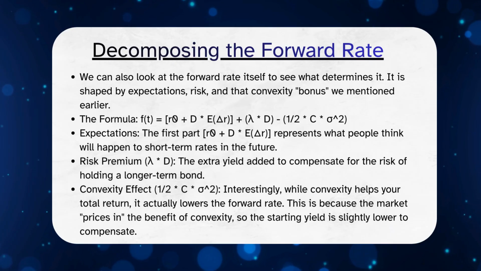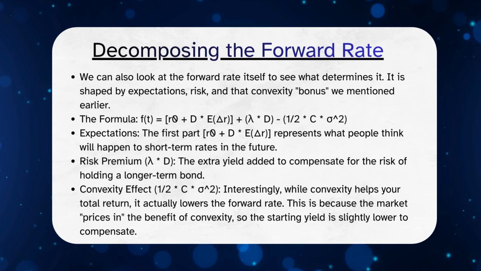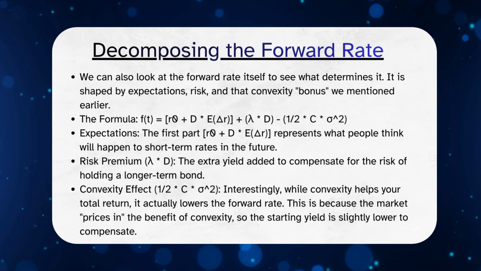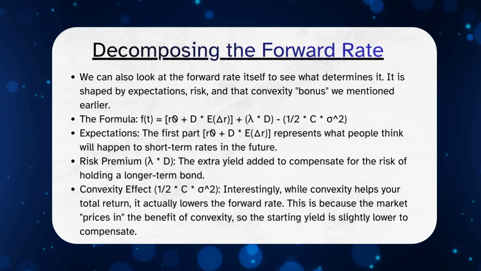The second part is the risk premium we just discussed. But notice the last part. We actually subtract the convexity effect here. Why? Because convexity is such a benefit to the investor that the market prices it in, leading to a slightly lower starting forward rate. It's like paying a small entry fee for a bond that performs better in volatile times.